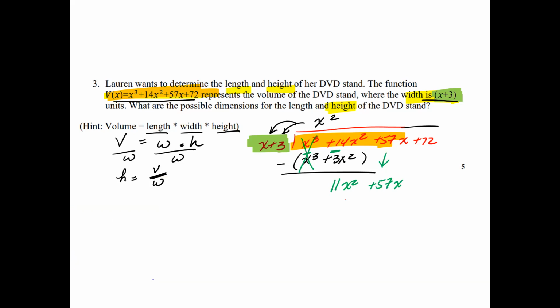And then ask myself, okay, how do I get 11x squared with the x right there? You will have to put 11 and then you're missing one more x, okay? And then I'm going to multiply it back into the divisor again, which gives me 11x squared plus 3 times 11 is 33x.